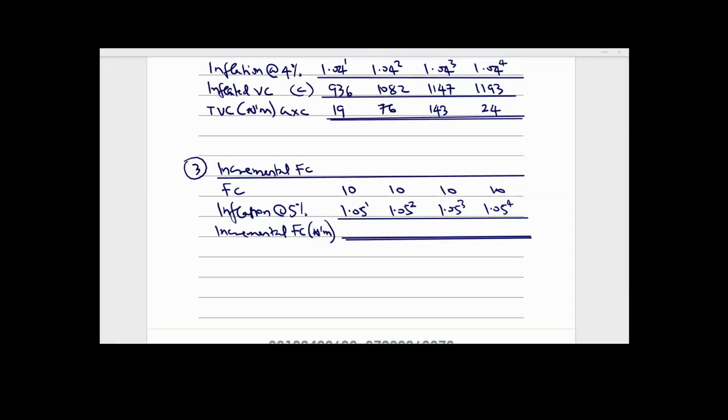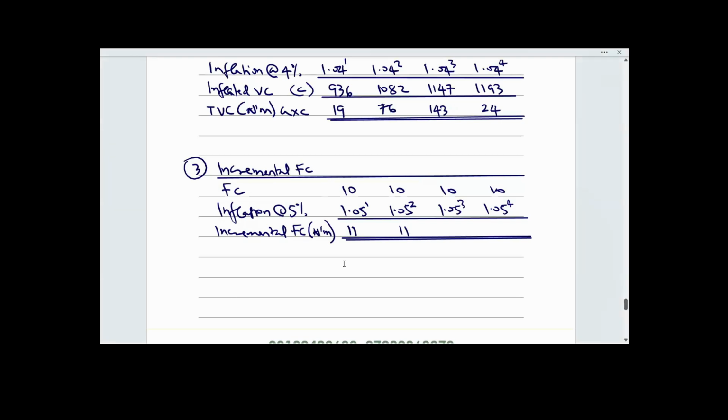1.05 raised to power 1, equal whatever you have multiplied with 10. That will give us 10.5. 10.5 rounding is 11. I will go to year 2. 1.05 raised to power year 2 equal 1.1025 multiplied by 10. We got 11.025, rounding 11.